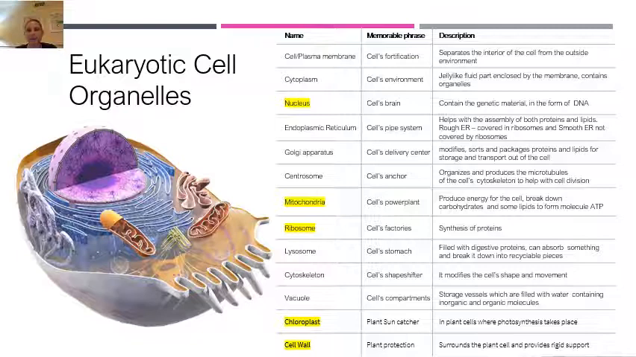The mitochondria are like the powerhouse of the cell. This is where ATP is made. Remember, ATP is the energy molecule for our cells. Then we have the ribosomes. The ribosomes actually make proteins. You will probably be asked that.